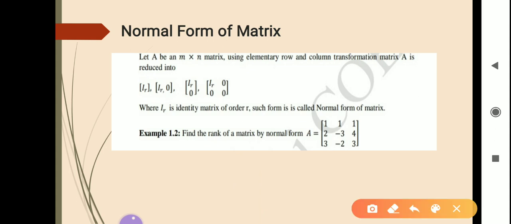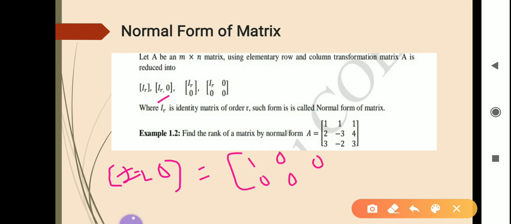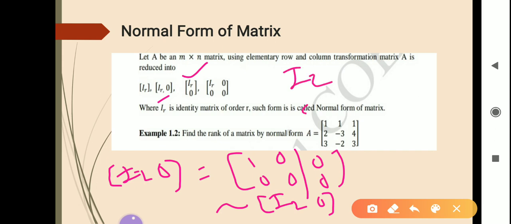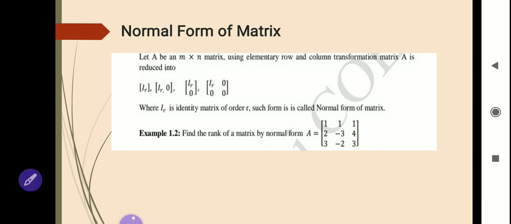Then the second one, [I_R 0]. Suppose you have to write [I2 0]. How do we write it? [I2 0] becomes [1 0 0; 0 1 0], where the last column is 0 0. This matrix is equivalent to [I2 0]. Similarly, this one we can write this way, where I2 is [1 0; 0 1] and the last row has 0 0. Same for [I_R 0; 0 0]. Such forms are called the normal form of a matrix.